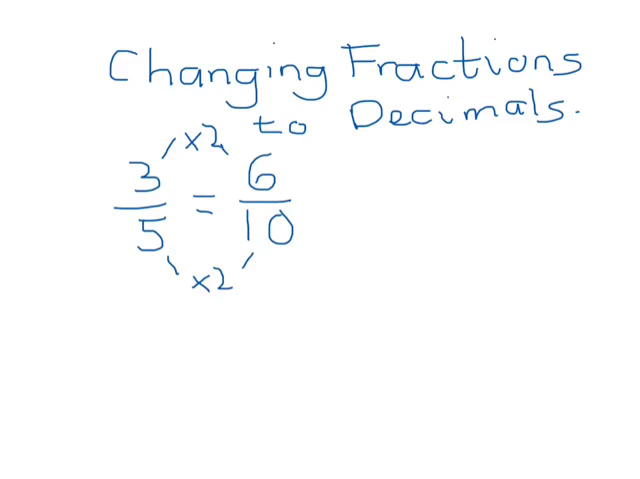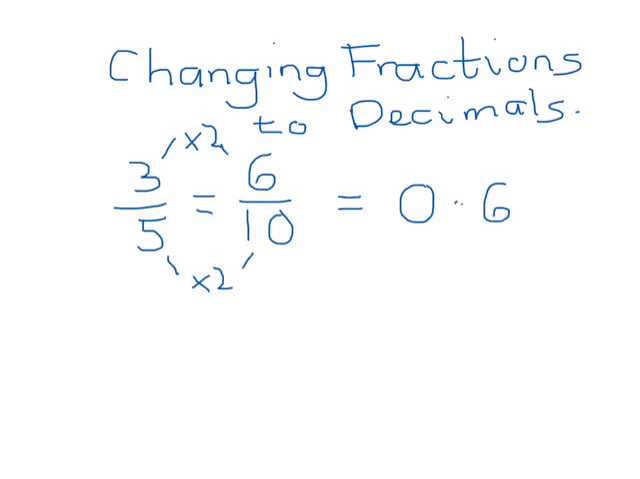And 6/10 is easy to write as a decimal because the decimal place after the point is tenths. So we then realise that is equal to 0.6. So 3/5 is the same as 0.6. We were able to do that because 5 is a factor of 10, so it's easy to change.